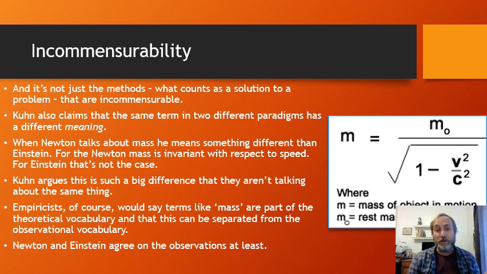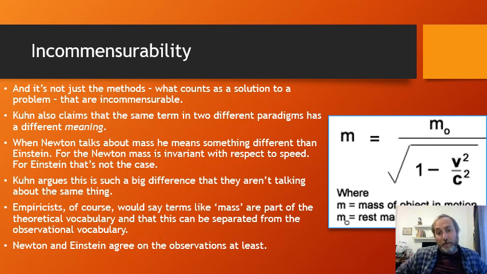So, for example, when Newton talks about mass, he means something that does not change as it speeds up. Einstein says, no, the faster you move, the heavier you get, right? And over here is the equation that determines how much heavier you get. Now, Kuhn argues that this is such a big difference that they can't even be talking about the thing at all, right? So someone in an old paradigm is speaking a completely different language than somebody in the new paradigm.